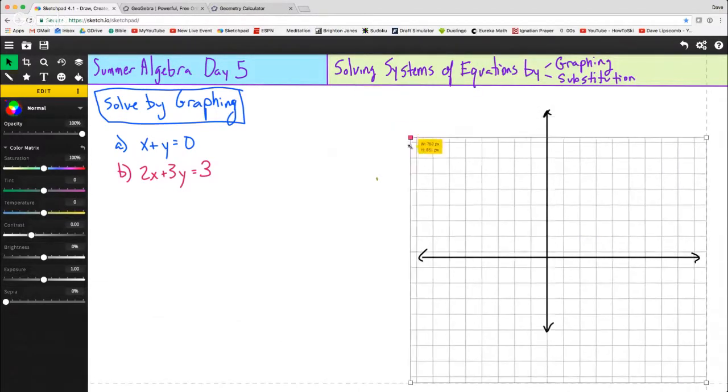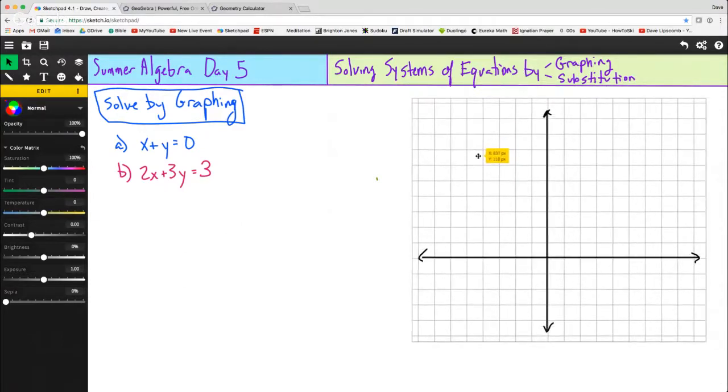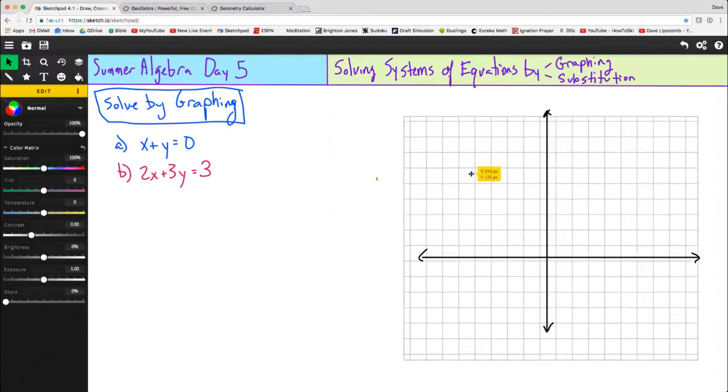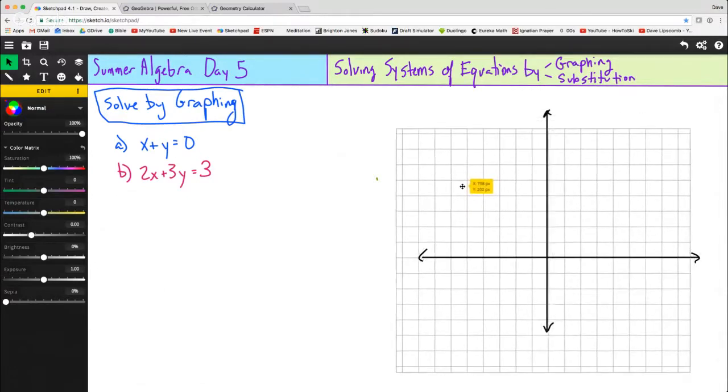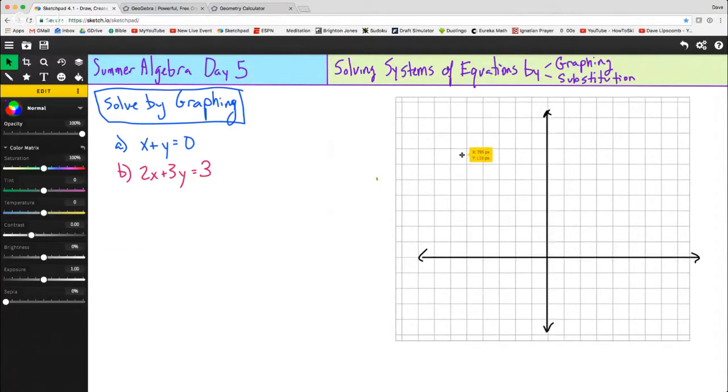Boom, let's make our graph. Let's make that a little smaller. Let's bring this thing right about here. Now we're off and running. Okay, good. Sorry about that.